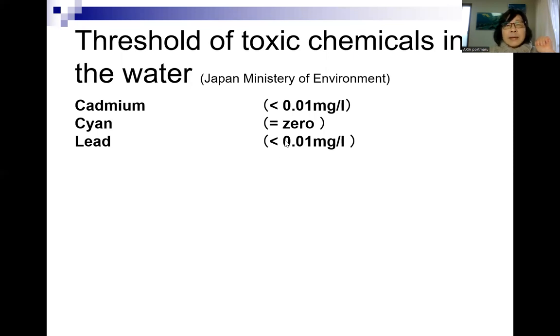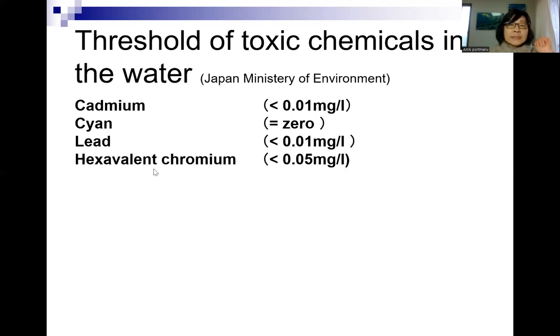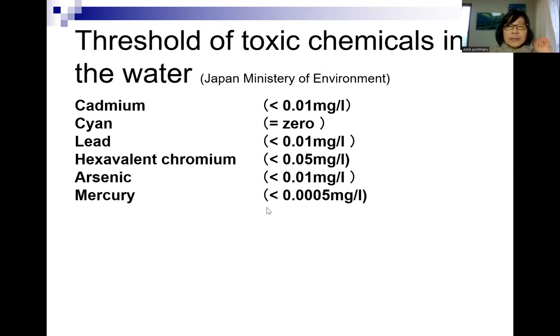Lead, less than 0.01 milligram per liter. Hexavalent chromium, less than 0.05 milligram per liter. Arsenic, less than 0.01 milligram per liter. Mercury, less than 0.0005 milligram per liter. This caused the Minamata disease. So if it has more than this amount, very microscopic amount, but even so, it is prohibited.